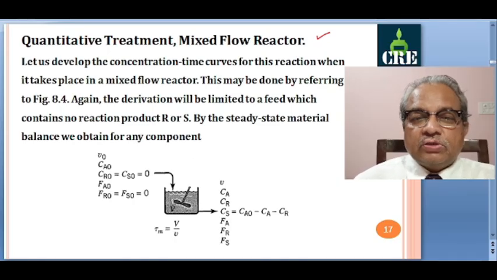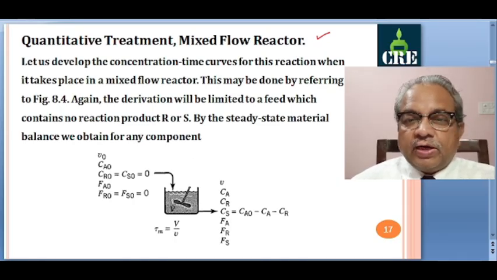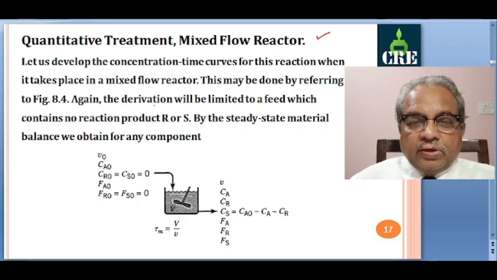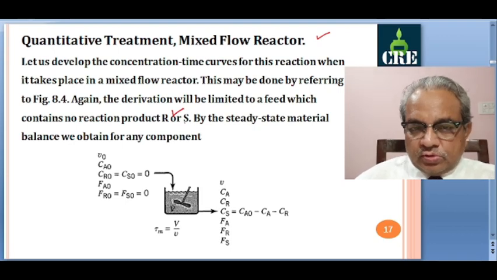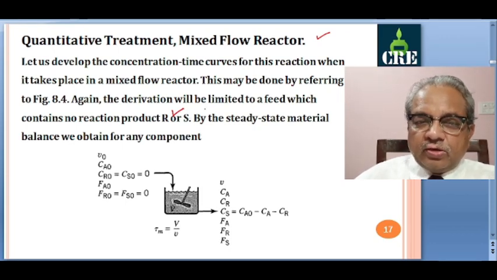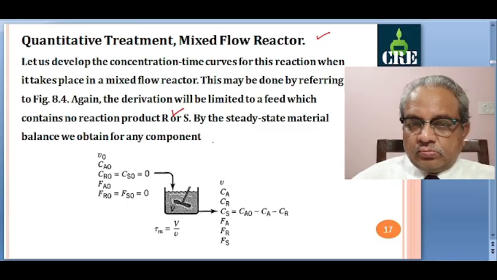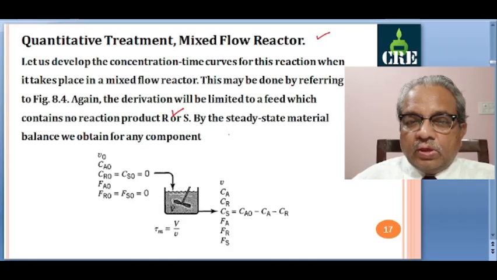Now let us develop the concentration time curve for mixed flow reactors. This may be done by referring to the figure. The derivation will be limited to a feed which contains no reaction product R and S. Again it is restricted to CR0 equal to 0, CS0 equal to 0. If not, then your resulting equations will be much more complicated. Even this simple case is not that simple, it needs a lot of analysis.